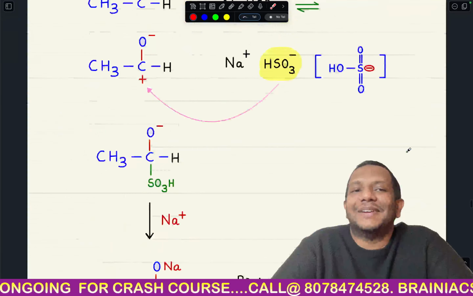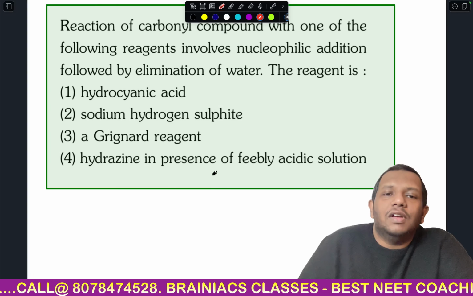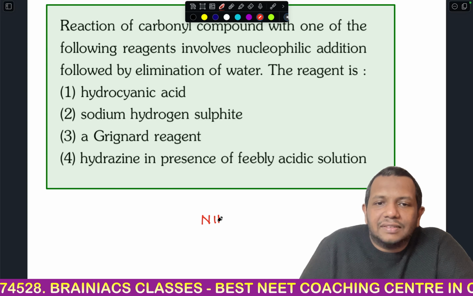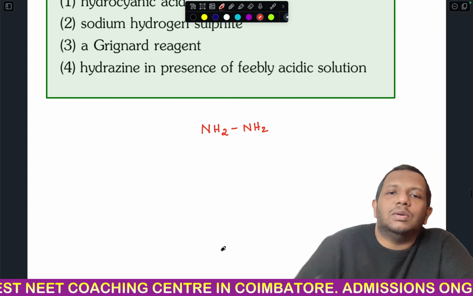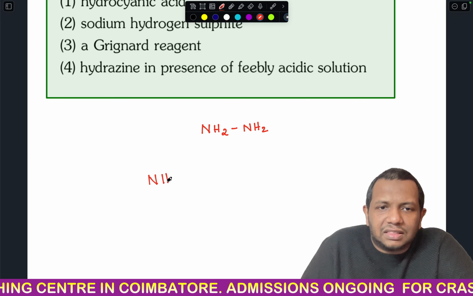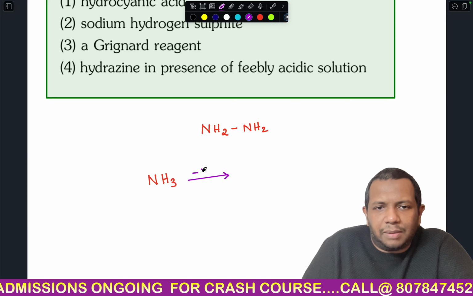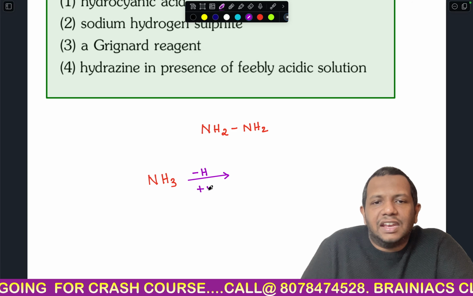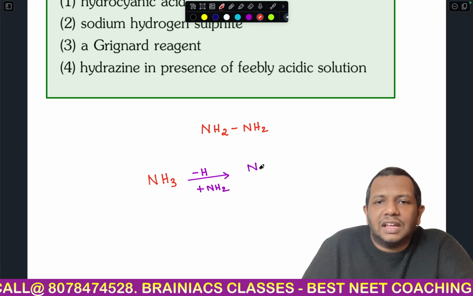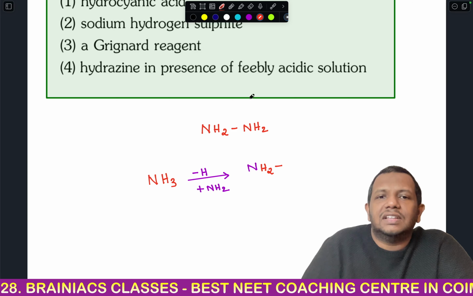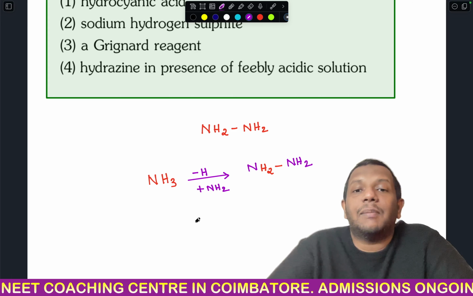Why? Because ammonia and its derivatives means, from the options, I can say only one is present, that is hydrazine. Why is it called an ammonia derivative? Because hydrazine is NH2 single bond NH2. This is my hydrazine. In ammonia there are 3 hydrogen atoms. If I remove one hydrogen atom and add an NH2 group there, one hydrogen is replaced with an NH2 group, so you get hydrazine. That is the reason why hydrazine is an ammonia derivative.